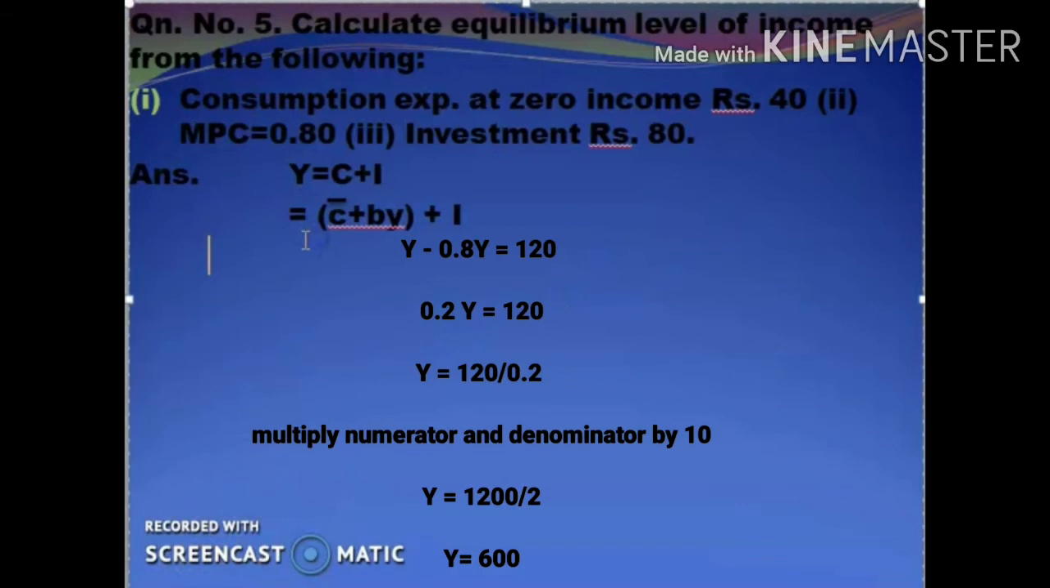Substituting this, you will get Y minus 0.8Y equal to 120. You will take Y as a common factor. So 1 minus 0.8, what is the answer? 0.2 is the answer. 0.2Y equal to 120. Y equal to 120 by 0.2. Next step, multiply the numerator and denominator by 10. Then you will get 1200 by 2. Then Y equal to 600 will be the answer. Hope you understood the problem.